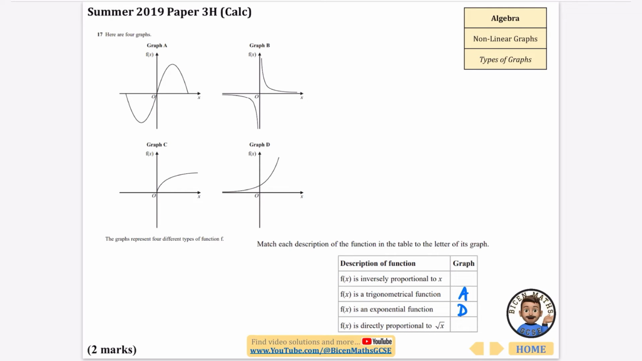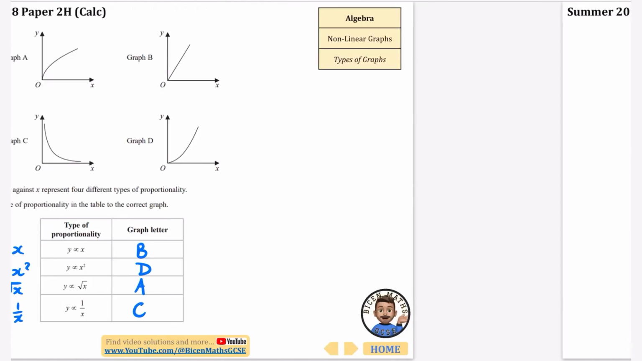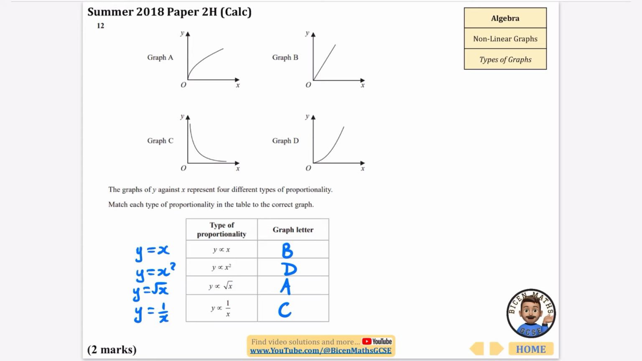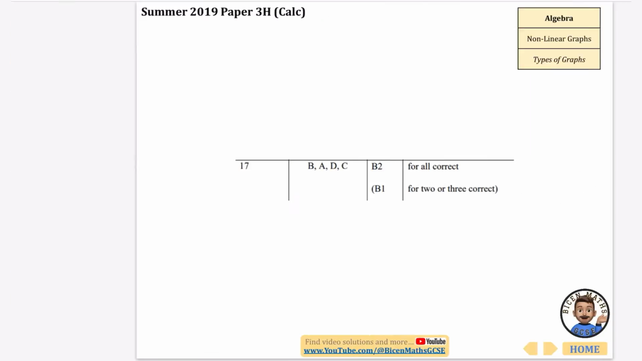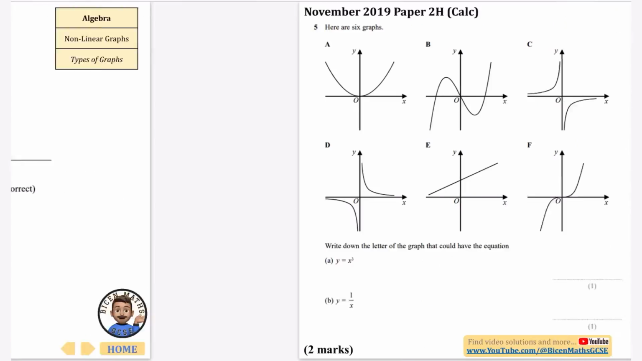And then we've got the one which is inverse proportion and the one which is directly proportional. Well, remember, inversely proportional meant that y equals 1 over x, which we know is a reciprocal graph, so that must be B. And being directly proportional to the square root of x, that is going to look like C, which is actually just the same one that we were looking at on the previous page. So we've got BADC, and there is BADC.